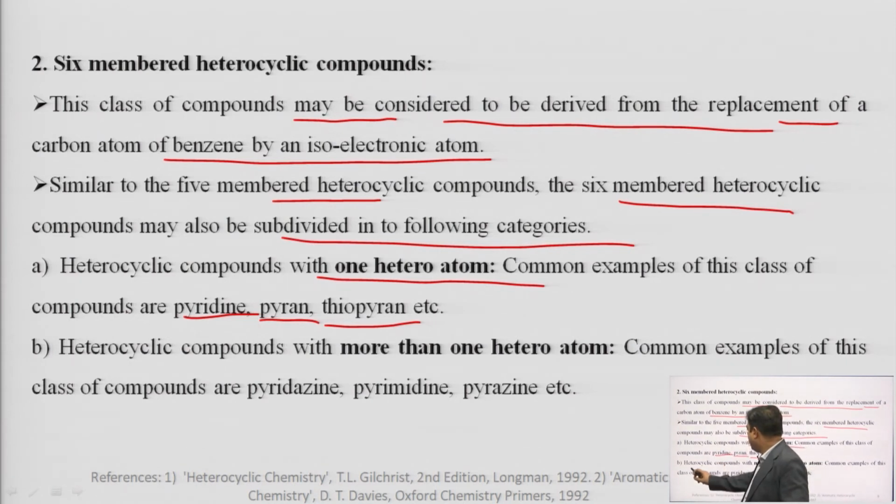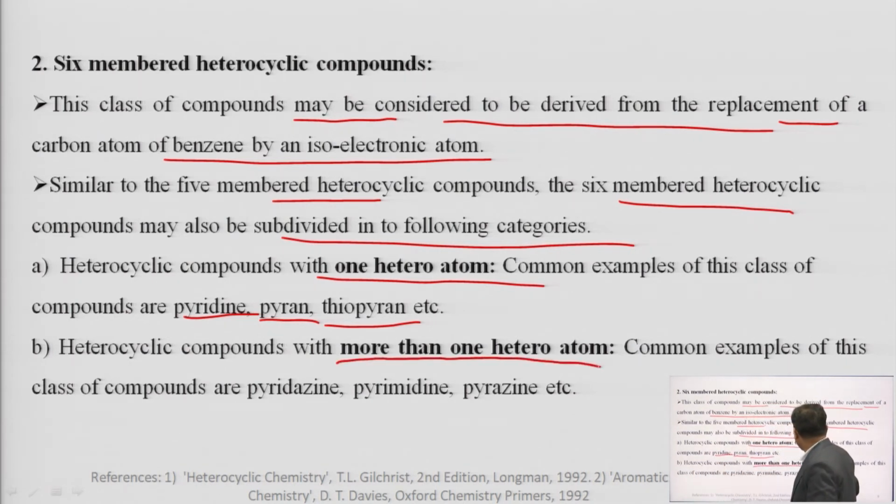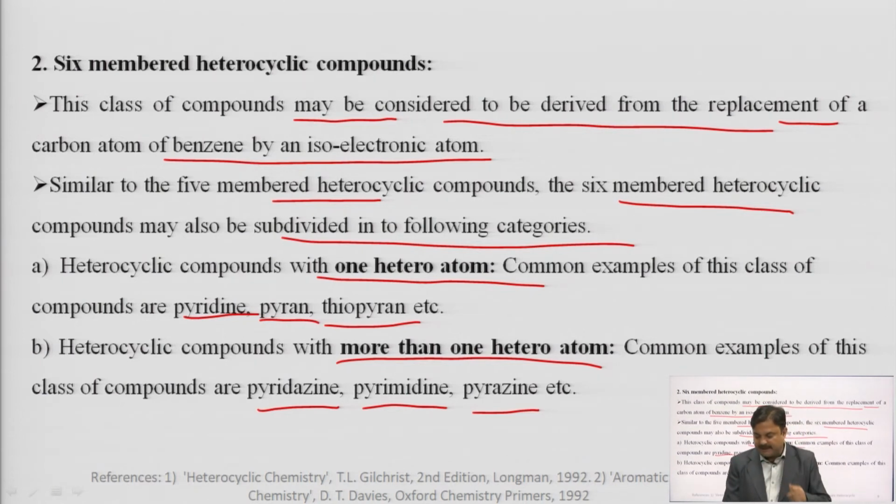Then come to the heterocyclic compounds with more than one heteroatom. For example, pyridazine, a 6-member heterocyclic compound containing 2 nitrogen atoms. Then pyrimidine, again 2 nitrogen atoms in the 6-member heterocyclic ring. Pyrazine is there, again a 6-member heterocyclic compound containing nitrogen. The only difference between these 3 moieties is the position of nitrogen.